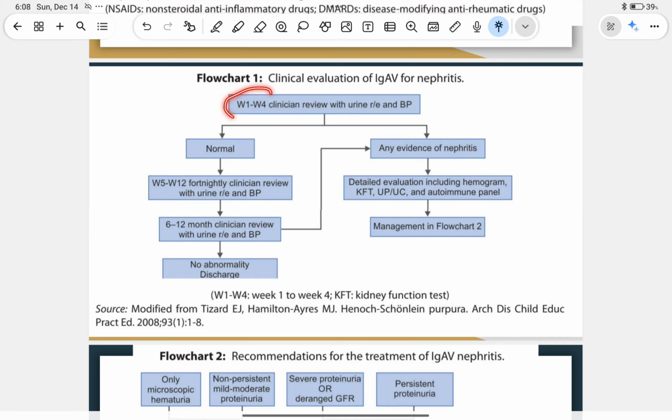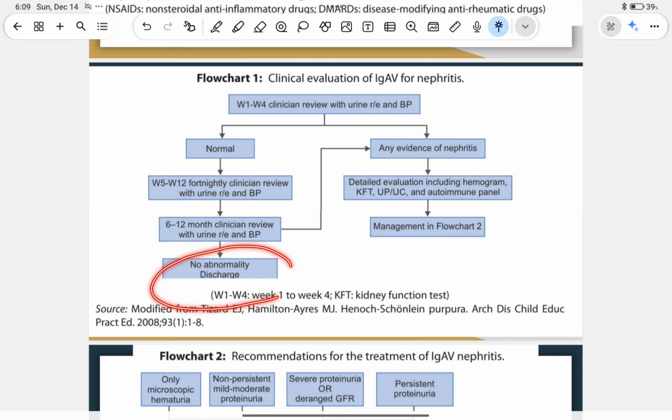First, week 1 to week 4: what we are discussing is week 1 to week 4, you are sending urine routine microscopy and checking the BP daily. If the patient is good and you want to discharge the patient, then for the next 2 months, that is week 5 to week 12, every 14 days you ask the patient to come and do urine routine microscopy and BP check. If everything is good, just follow up the patient once monthly till 1 year, because HSP nephritis can develop up to 1 year. So till 1 year you follow up the patient.